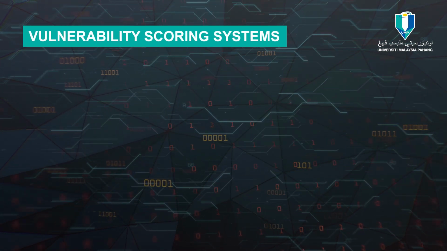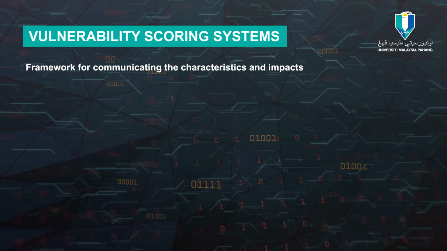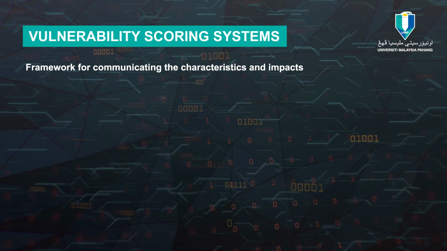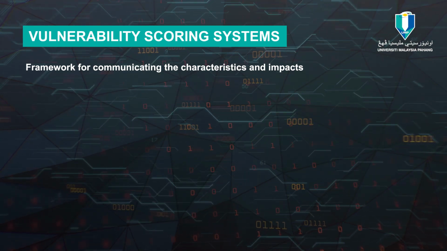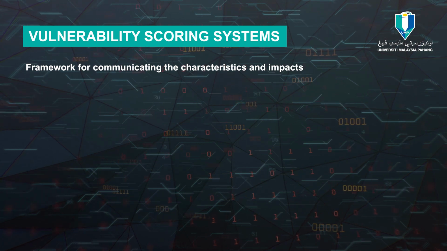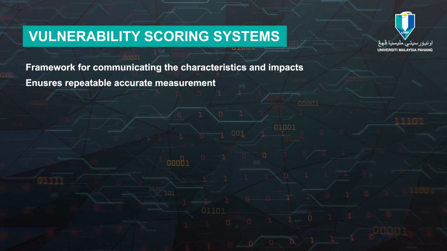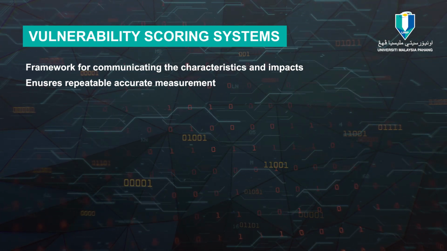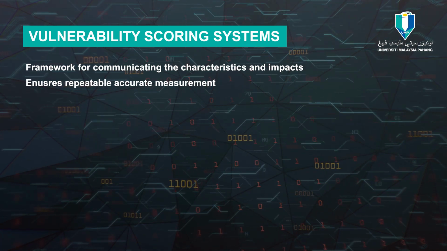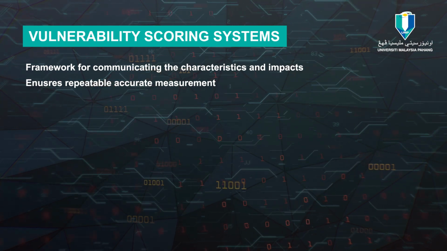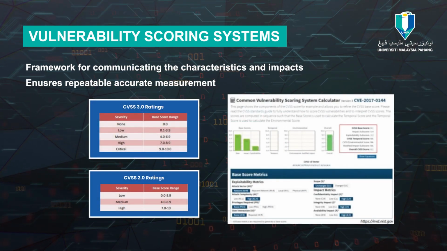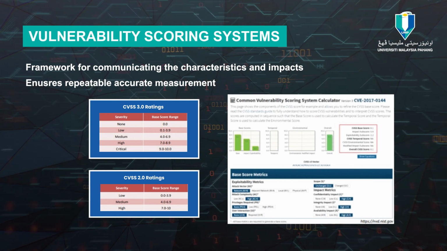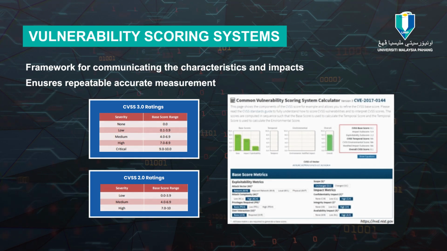Vulnerability scoring system and database. Common Vulnerability Scoring System, CVSS. CVSS provides an open framework for communicating the characteristics and impact of IT vulnerabilities. A quantitative model ensures repeatable, accurate measurement, and enables users to view the underlying vulnerability characteristics used to generate the score. This is an example: CVSS version 3 and CVSS 2.0, and we have the CVSS calculator.